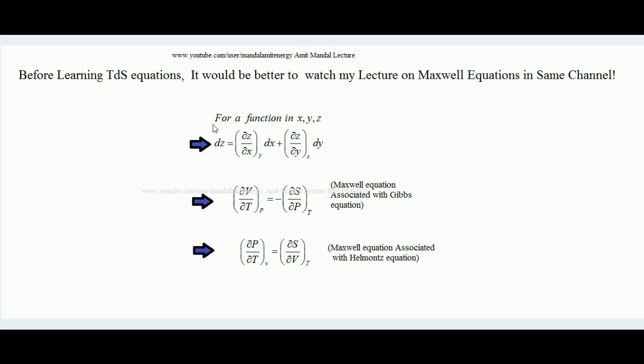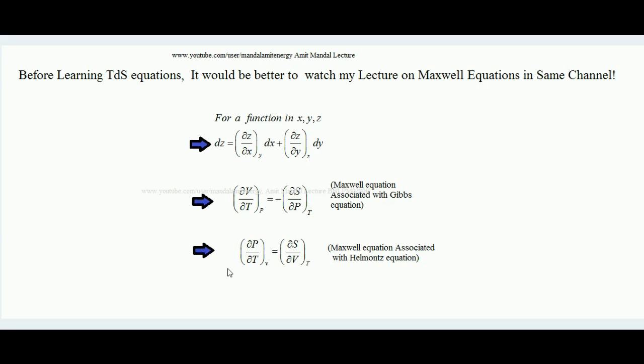First, in case there is a function in x, y, z, then dz equals del z by del x at y constant dx plus del z by del y at x constant dy. So for a function in x, y, z, this relation is always true, which I am showing with this cursor. Second is del v by del T at constant P equals minus del s by del P at constant T. This is Maxwell's equation associated with the Gibbs equation.